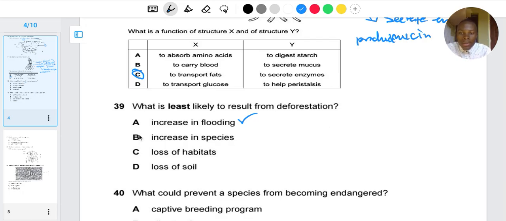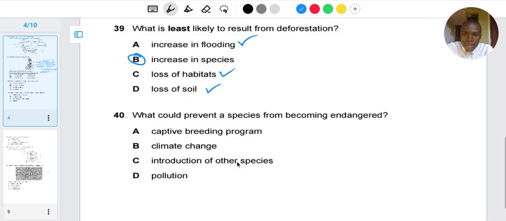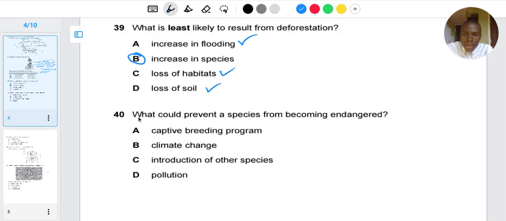So this one is going to be the answer. Loss of habitat, meaning loss of the natural home for animals, can happen due to deforestation, as well as loss of soil, which can lead to soil erosion. Then the second one is saying, what could prevent a species from becoming endangered? So number one, captivity breeding program, as well as climate change, introduction of other species, pollution.